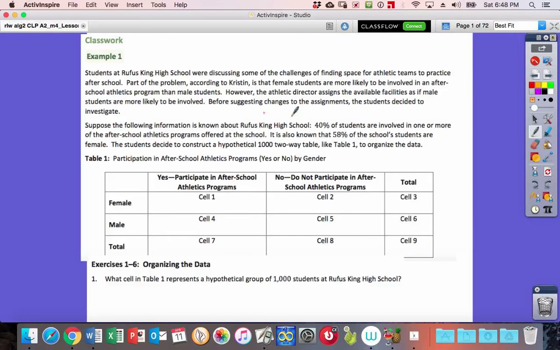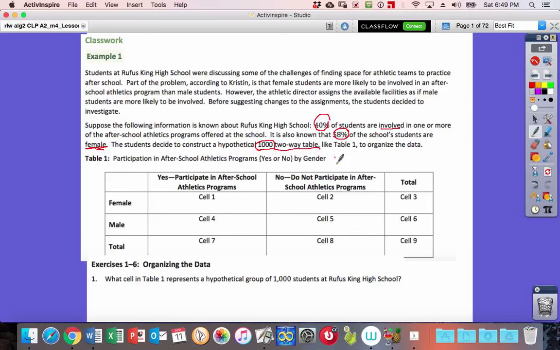Then, in the next paragraph, it says suppose the following information is known about the high school. 40% of the students participate in one or more after-school athletic programs offered at the school. It's also known that 58% of the school's students are female. So what they decided to do was a hypothetical 1,000 two-way table. And you're going to find out why they decided to do 1,000. It makes calculating the probability very easy.